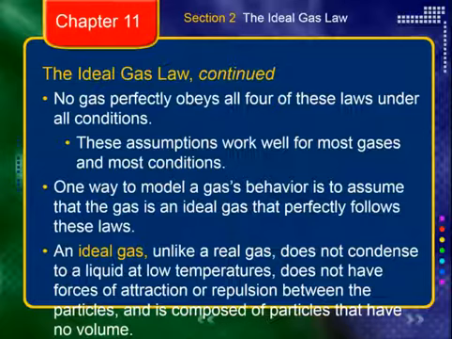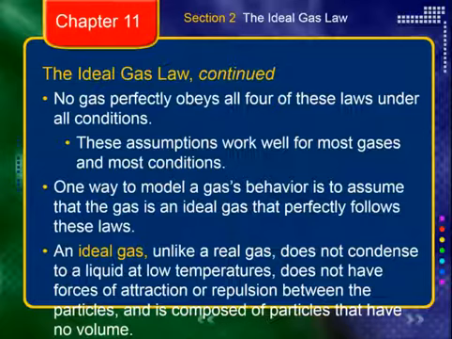So it's useful. And it's useful because one way to model a gas's behavior is to assume that the gas is an ideal gas that perfectly follows every law. So what you do is you model, you picture, you imagine what an ideal gas would do in a particular set of conditions. And so you have an idea of what ought to happen. And then you observe what the gas actually does. And based on the difference between what you saw the gas actually do and what you predicted the gas would do if it were ideal, from that difference, you can actually conclude quite a bit about the characteristics of that gas.